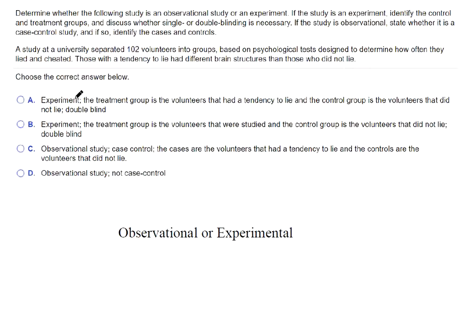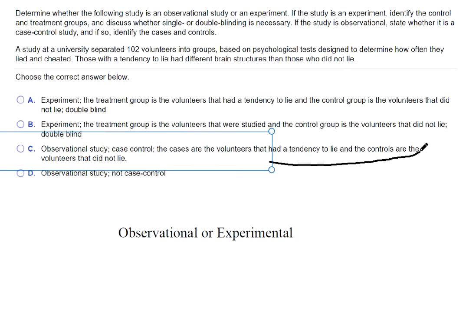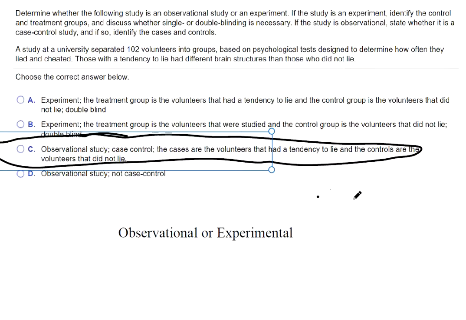So those with the tendency to lie had different brain structure than those who did not lie. This is an observational study, and it is case controlled. Okay, so this is the option we want to pick. It's case controlled because the researchers are taking particular cases, you know, the people who lie, and they're looking at their brains. And they're looking at a particular case when people don't lie, and they look at their brains.